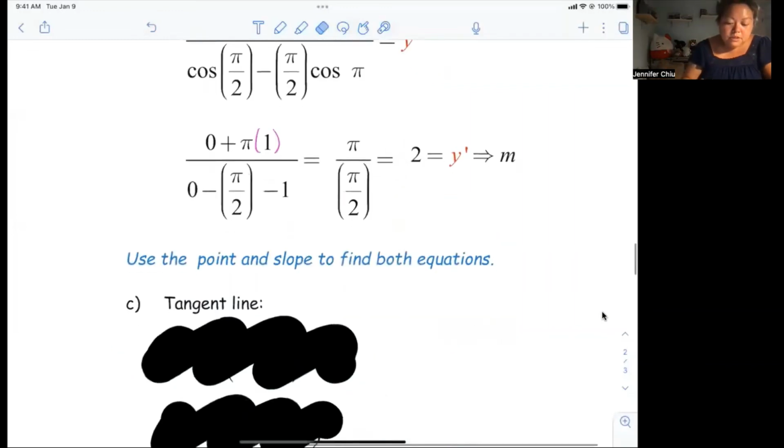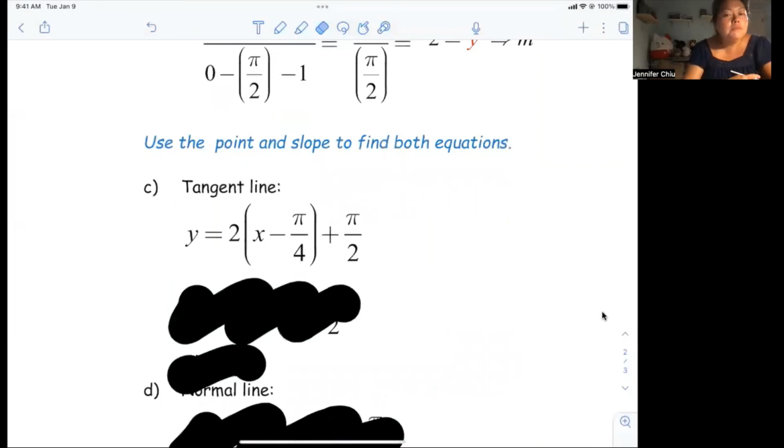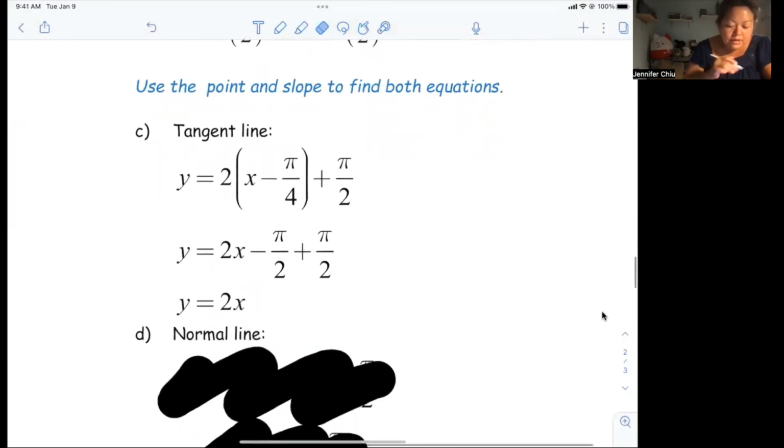So I use my points and slope to find equations. So I use my point slope form, plug in my 2, plug in my point of pi over 4 and pi over 2. I distribute. You can leave it like that, but I like to distribute and clean up, right? So I clean up and I get a really nice y equals 2x for my tangent line.